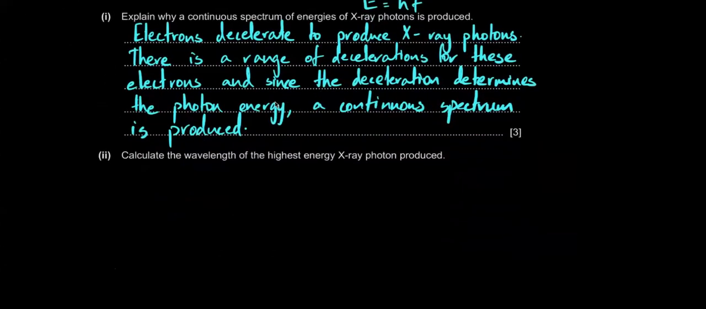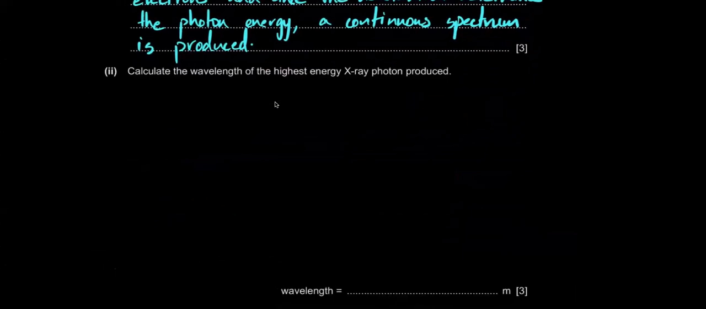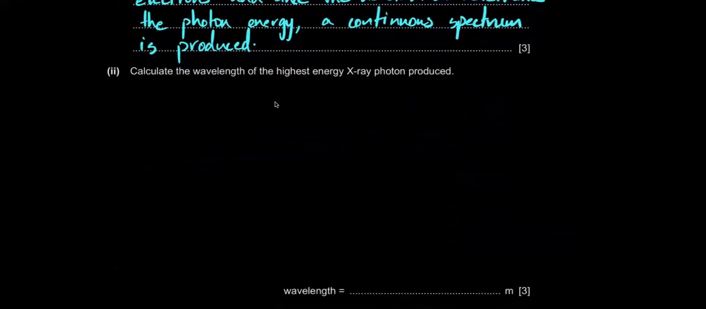The next part: calculate the wavelength of the highest energy X-ray photon produced, right? So again, the thing you need to remember is that the electrical energy that the electrons have when they're accelerated through that potential difference is turned into the photon energy, right? So the energy of the electrons would simply be the accelerating potential difference multiplied by their charge, right? So this turns into the photon energy, which is hf.